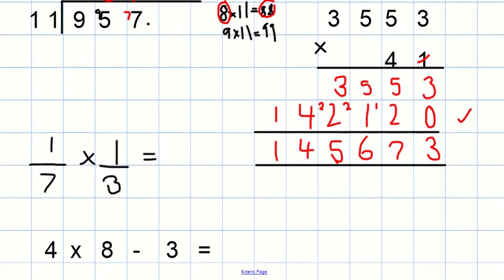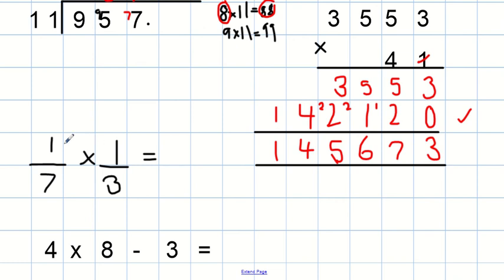Okay, this brings us on to question number 4, I believe. That's right, number 4. 1/7 multiplied by 1/3. Now, because I am multiplying, or timesing, the denominators can stay the same. If I was adding or subtracting, I would need to change the denominator. But because I'm multiplying, the denominator stays the same.